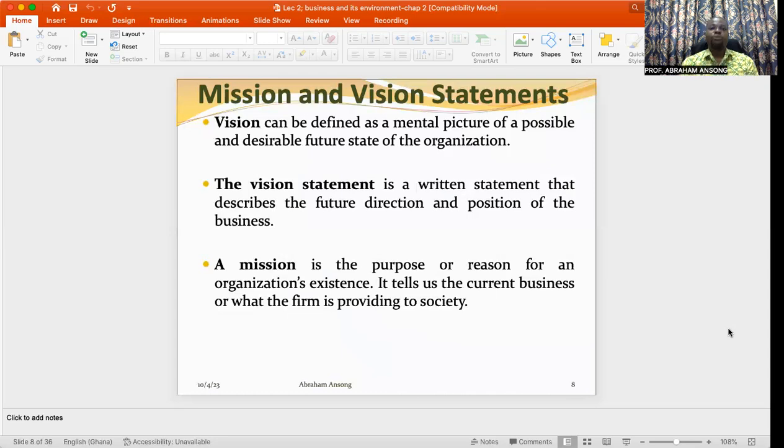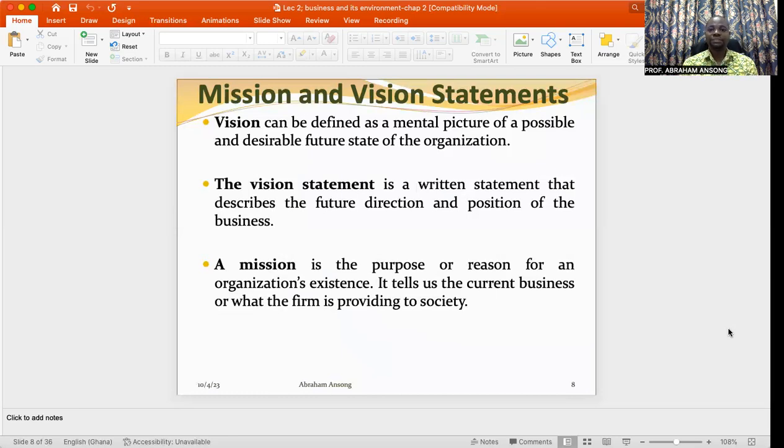All right. So that goes with your mission statement. A mission is the purpose or reason for an organization's existence. It tells us the current business, or what the firm is providing to society. So they normally move together. Vision statement is, where do I want to be in the future? How do I want to position myself in the future?